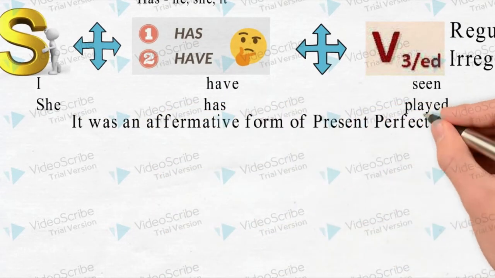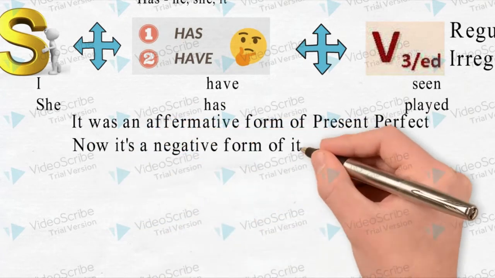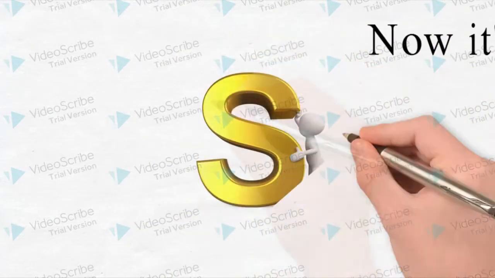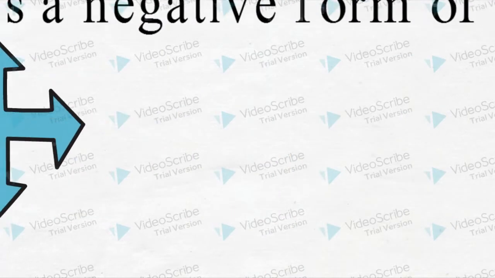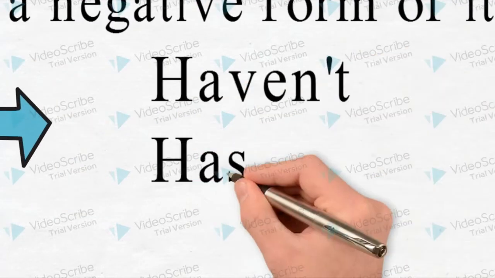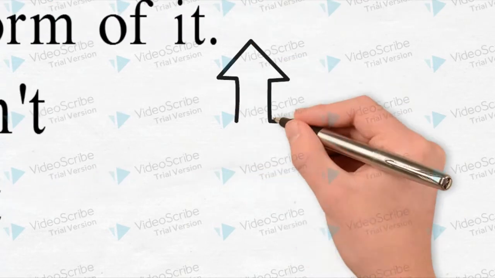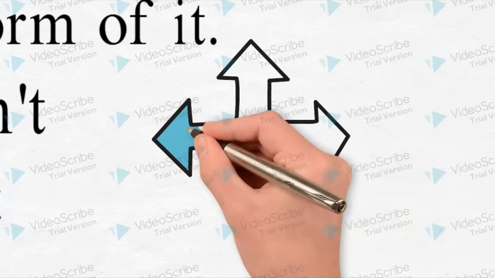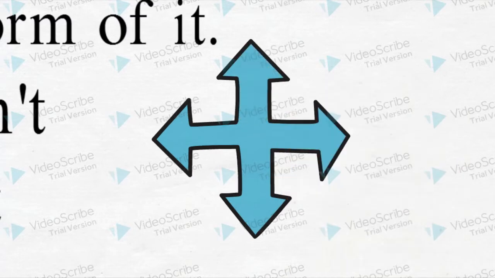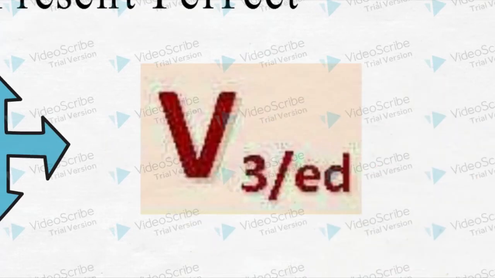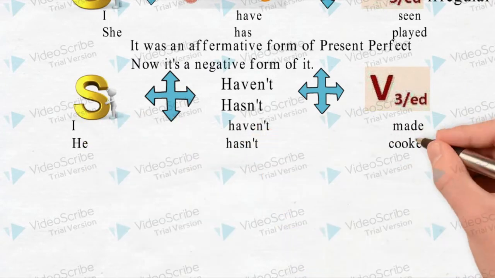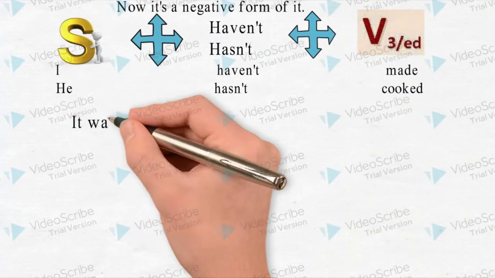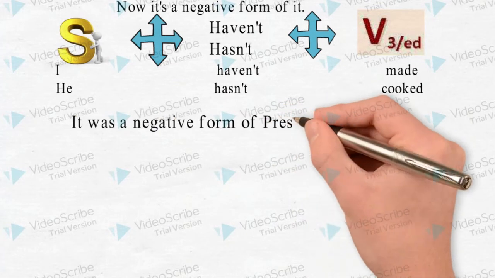Now it's time for the negative form. We use, first of all, subject. As you know, instead of have, has, we use haven't and hasn't because it's negative. Have not, has not, haven't, hasn't. And then we use the main verb, past participle, or the verb with ed. For example, I haven't made, he hasn't cooked. It was a negative form of the present perfect.